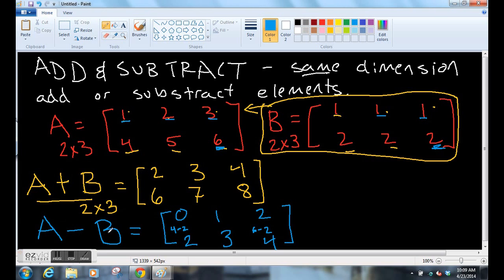And the order matters. It would be different if I was doing B minus A. So here's the matrix that is the subtraction matrix, and you'll notice it is still 2 by 3. The dimensions have stayed the same.